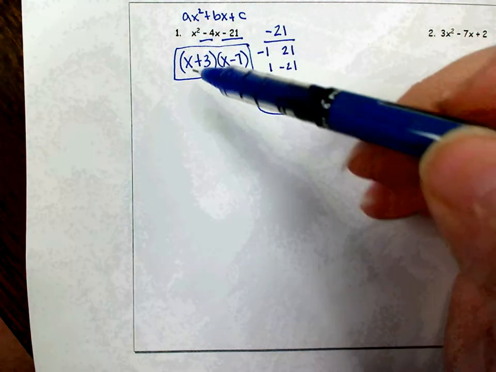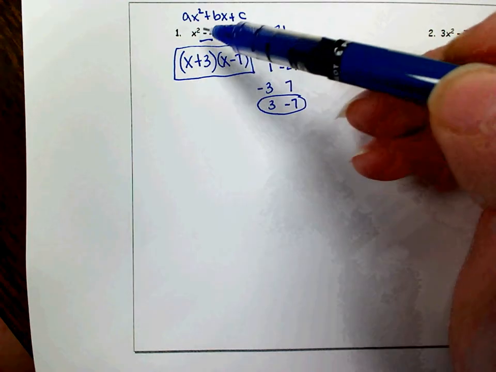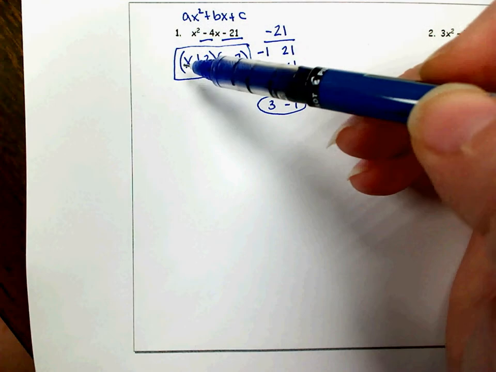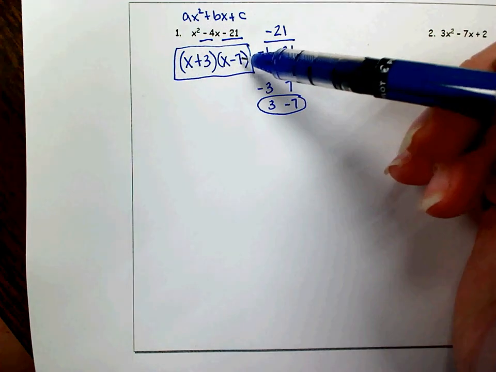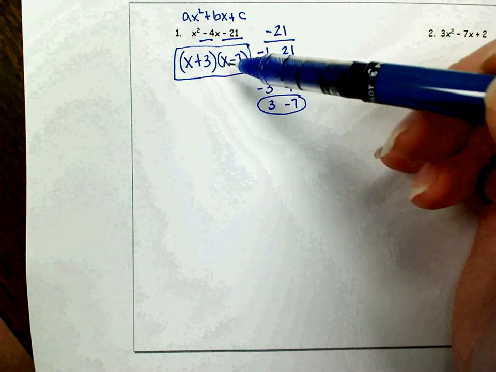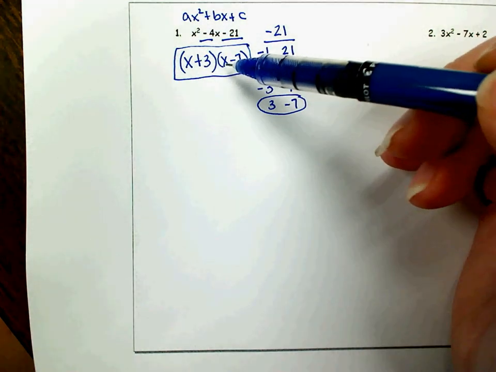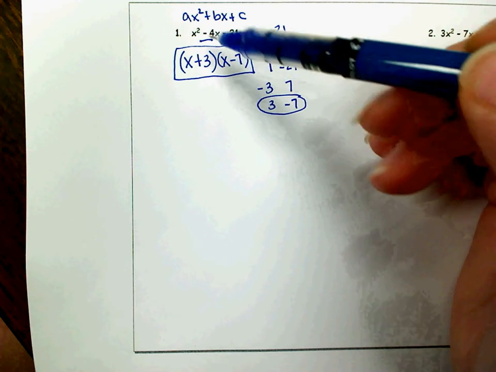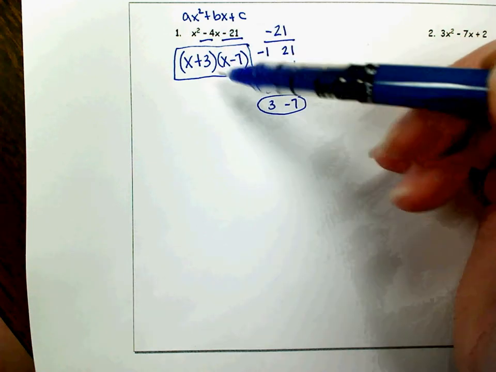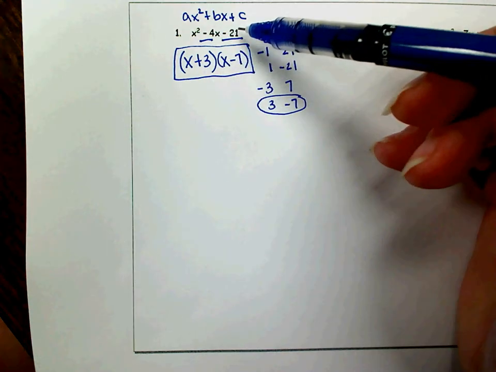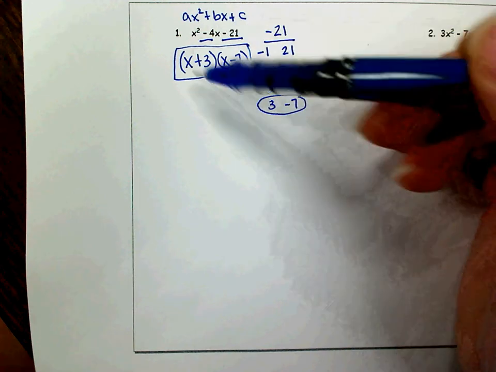you started with. So the x times the x gives me the x squared. The x times negative 7 is negative 7x. The 3 times x is positive 3x. The negative 7x and the 3x combine to get the negative 4x. And positive 3 times negative 7 is negative 21. So I know my answer is correct.